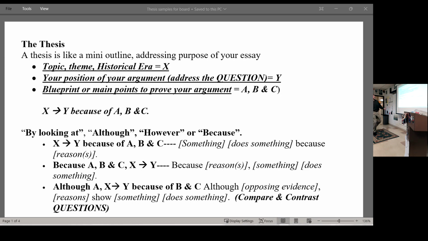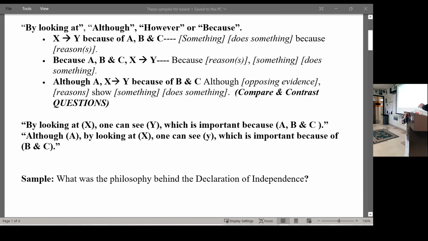All right. So the basic element, if I'm looking at X, due to Y because of A, B, and C, but something like that. And the words like looking at, or although, or however, because, something like that. So something does something because of reasons. What are the reasons? A, B, and C. We're not going to worry about this last one. We'll get to that one in a second. But this is the basic. Don't worry about this one yet. This is the basic tenet. By looking at X, one can see Y. It's important because of A, B, and C.